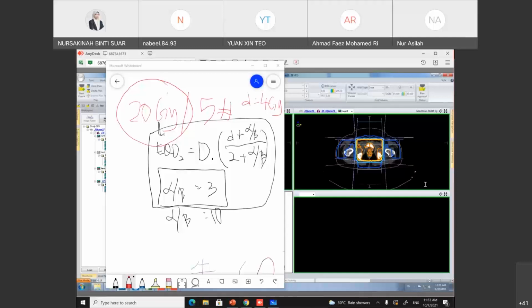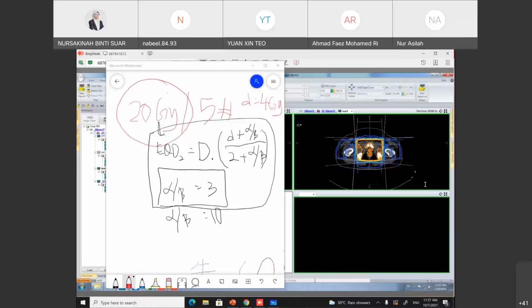Okay, I can see the answers now. 23.3 gray for tumor and 28 gray for OAR. Yes, you are correct. So for these prescriptions, the dose actually received by the patient for tumor is 23 gray instead of 20 gray, and for the OAR is 28 gray. So for these situations, the spinal cord is still within the tolerance, 28 gray.